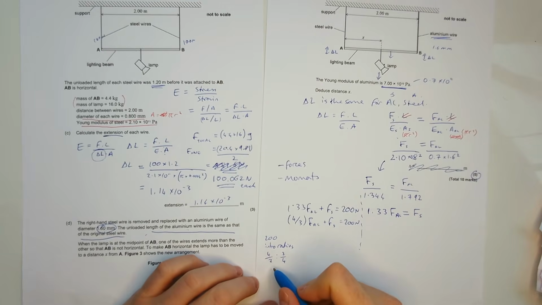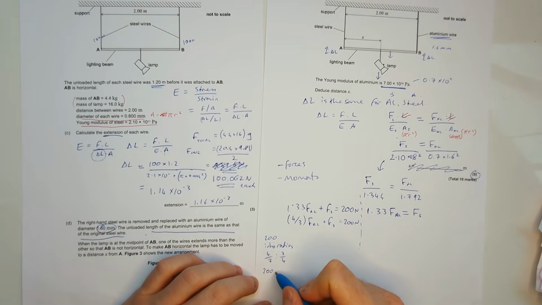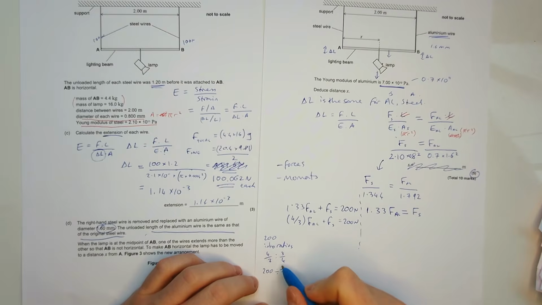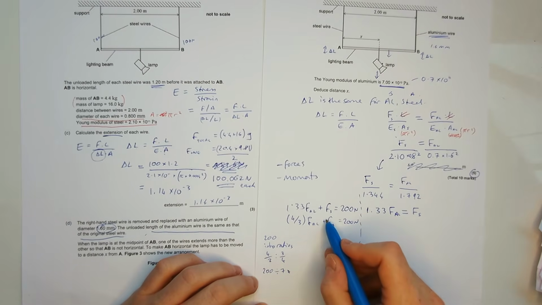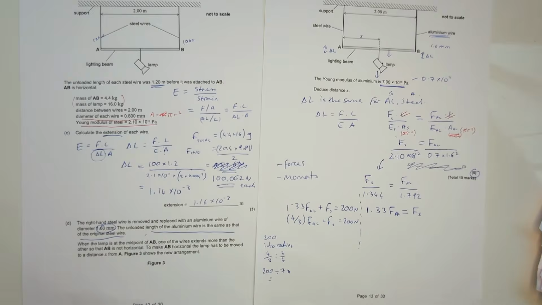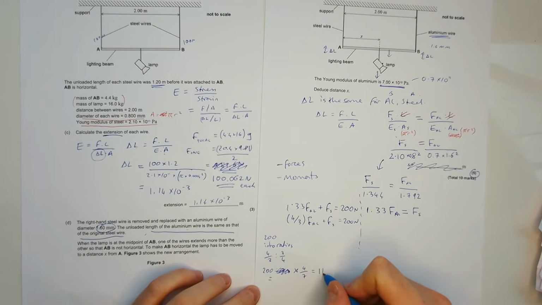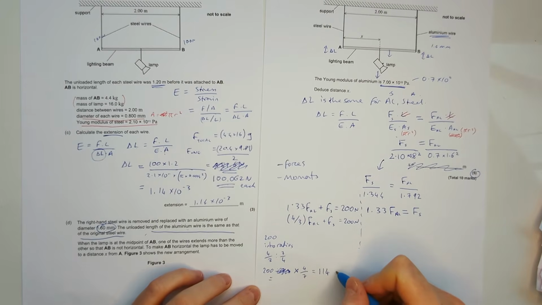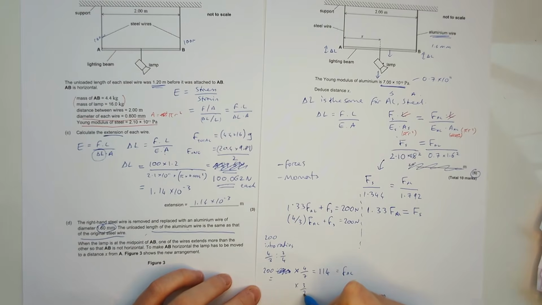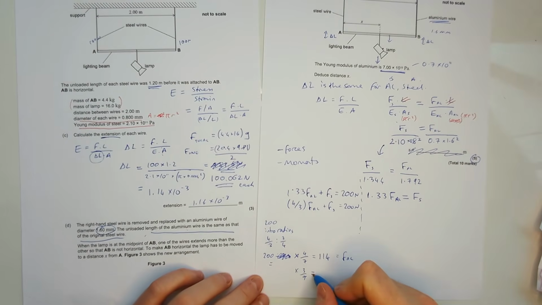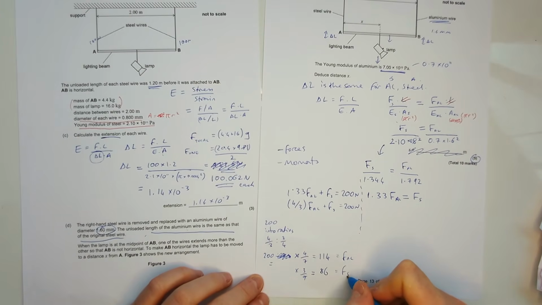So therefore, I've got 7 parts total. So 200 divided by 7 gives us one part, and then we times by 4 for this one and 3 for this one. Let me do that quickly. If I've got the 4 sevenths, that's going to give us 114, and that's for aluminium. And then we've got times by 3 sevenths, which is going to give us 86, and that's going to be for our steel.